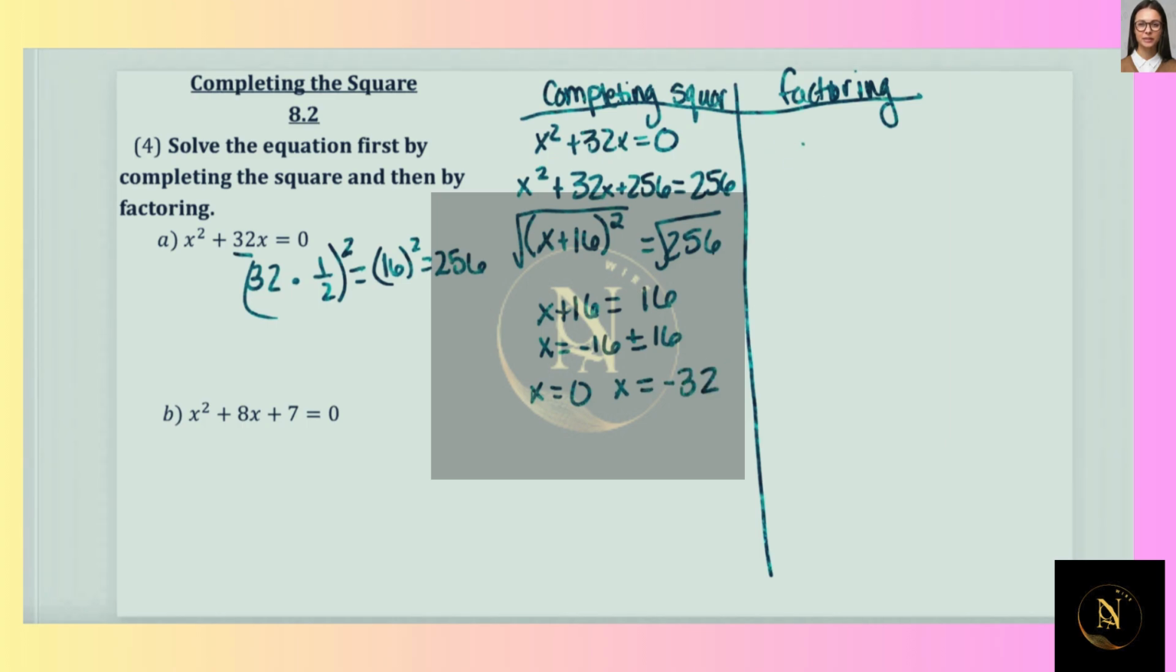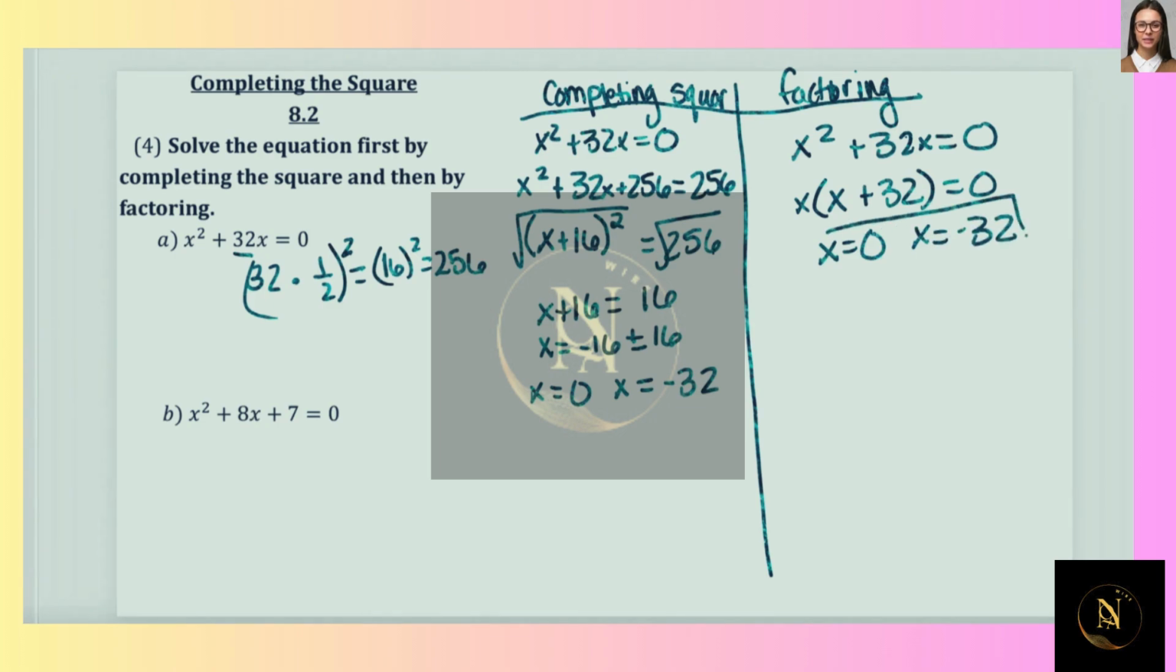If I was going to factor x squared plus 32x equals 0, I'm just going to pull x out. And so I have x multiplied by the quantity of x plus 32 equals 0. So x could equal 0 or x could equal a negative 32. So see how I get the same answer for both.